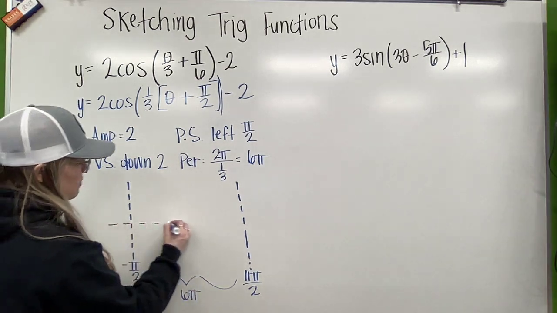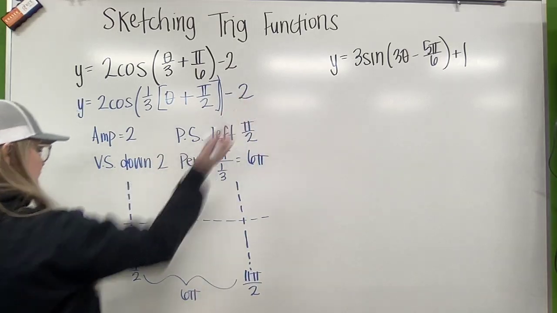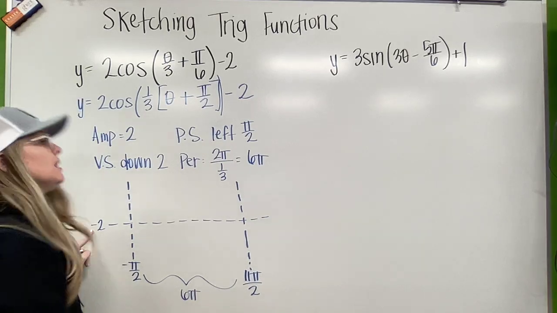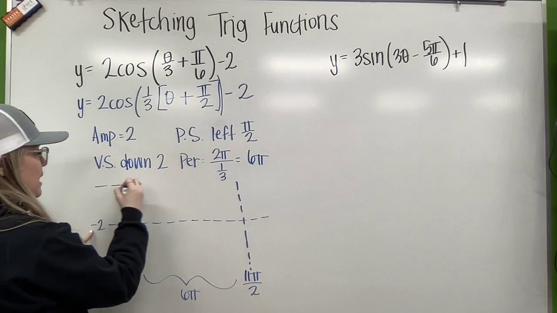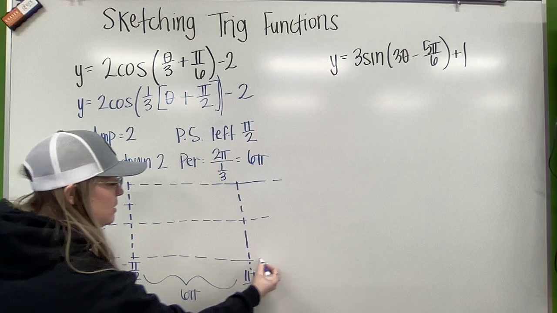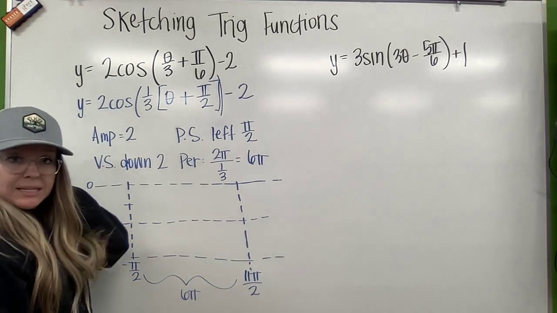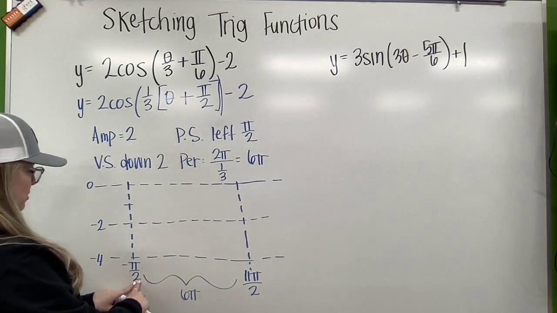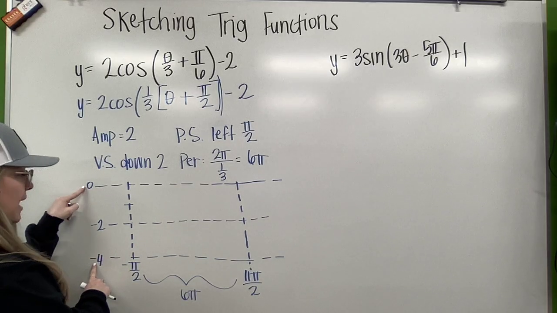All right, the midline of my graph, we're going to move this up or down, and since I moved it down 2, this is going to be at negative 2. Does that make sense? So from here we move down 2, and I have an amplitude of 2. So that means the maximum point is going to be 0, and the minimum point is going to be negative 4. Because I'm going to go 2 above and 2 below my midline because of that amplitude. So there's my left, there's my period length, here's my vertical shift, and here's my amplitude.